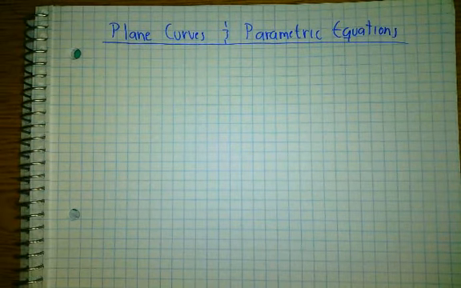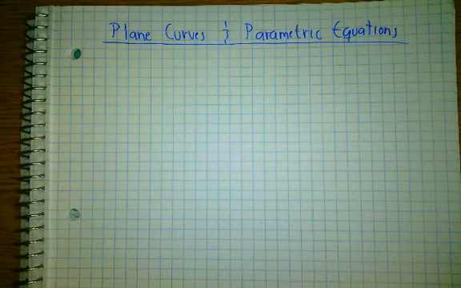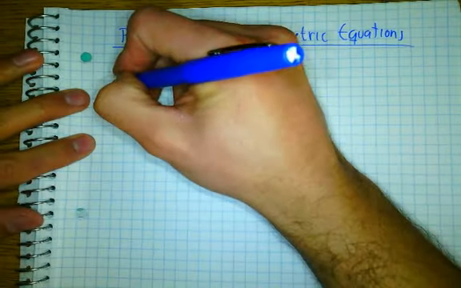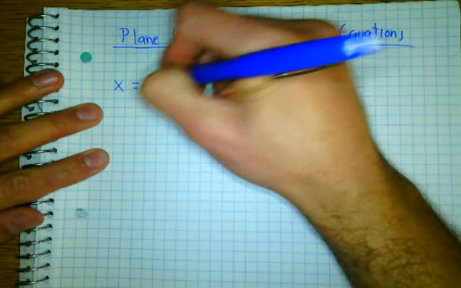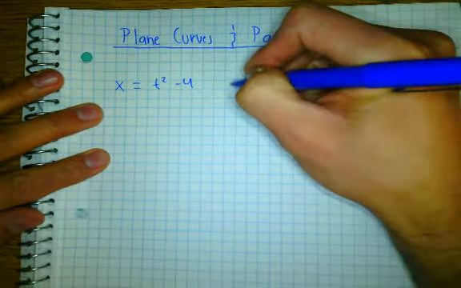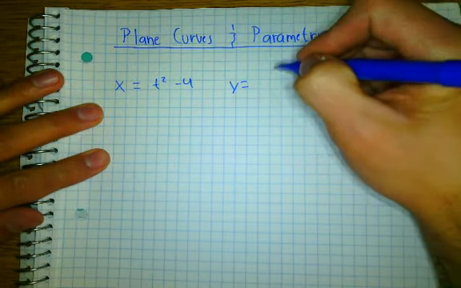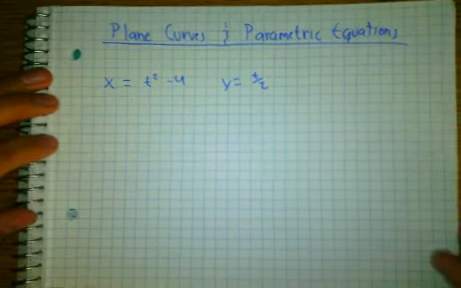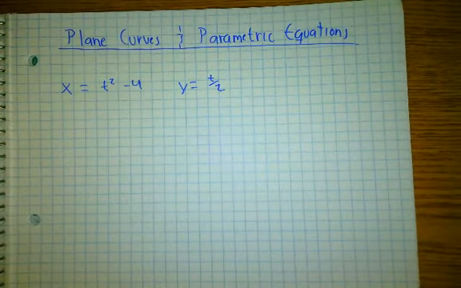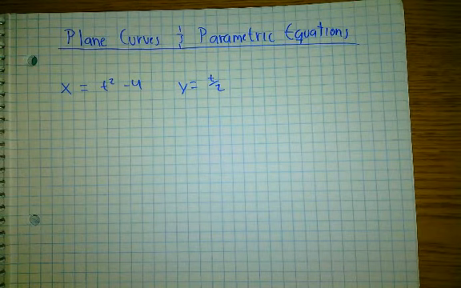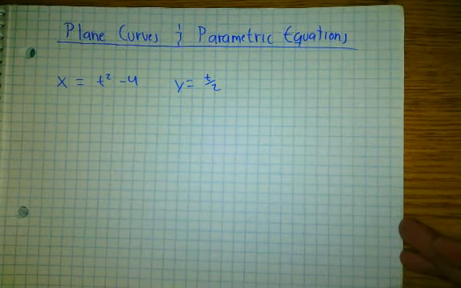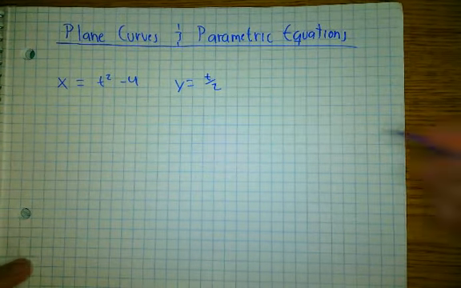Now, remember, parametric equations are basically two equations that represent a curve. So for example, I can give you the set of parametric equations as x equals t squared minus 4 and y equals t over 2. Now, this set of parametric equations represents a curve. So one of the things I'm going to ask you to do is to be able to sketch what this curve looks like.